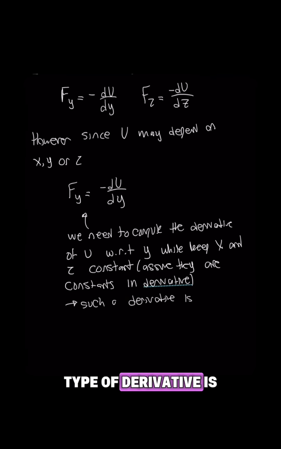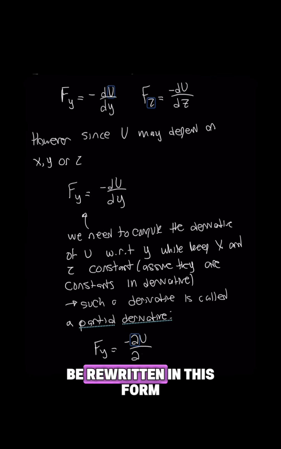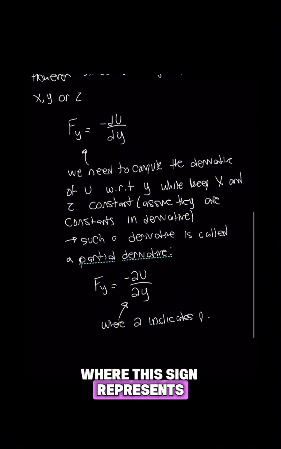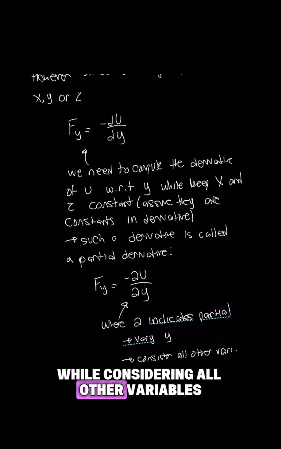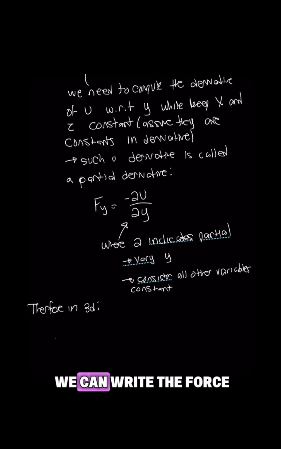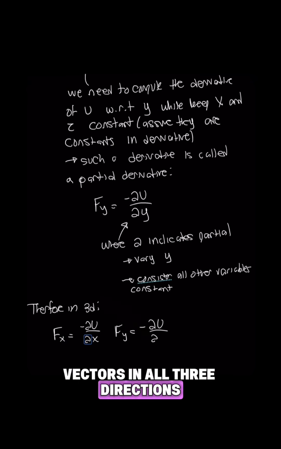This type of derivative is called a partial derivative. So it can be rewritten in this form where this sign represents the partial. In this case, it tells us to vary y. So take the derivative with respect to y while considering all other variables constant. Therefore, in 3D, we can write the force vectors in all three directions like so.